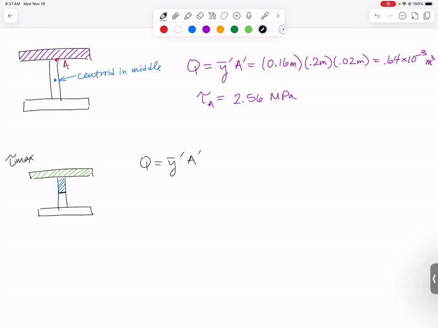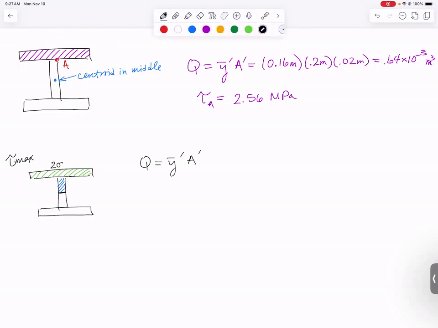As before, Q is going to be y bar prime, A prime. And here's the difficulty. The easier problem is this one, because I can just look at it and the centroid of that purple shape is right there. The problem is I don't know the centroid of this T shape. And usually at this point in these problems, we're getting really tired of finding centroids. So I want to show you a shortcut.